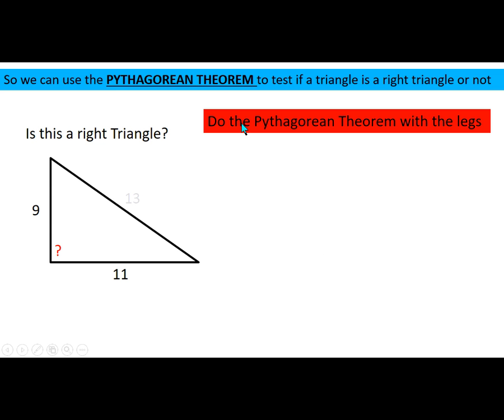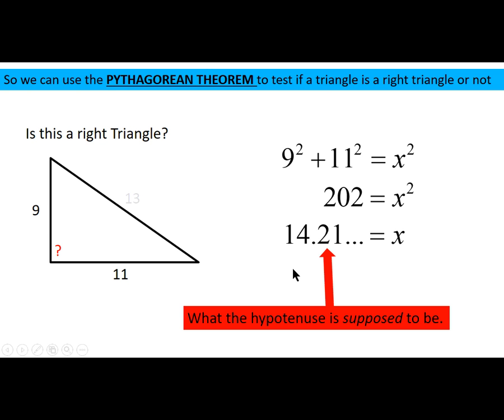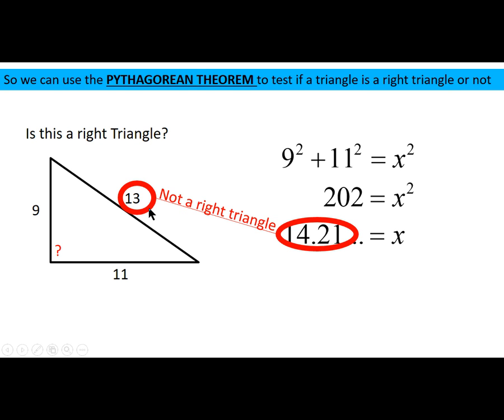So we go ahead and do the Pythagorean theorem with the two legs that we have, 9 squared plus 11 squared. And this is where you bust out a calculator. 9 squared plus 11 squared turns out to be 202. And then we take the square root of that, and it comes out to 14.21. Now that number is what the hypotenuse is supposed to be if it's a right triangle. But we got this number instead. Is this 13 correct for a right triangle? No. Because these two numbers don't match, it is not a right triangle.